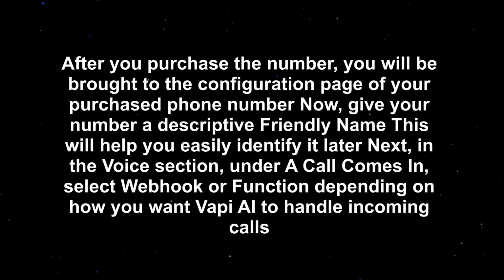After you purchase the number, you will be brought to the configuration page of your purchased phone number. Now, give your number a descriptive, friendly name. This will help you easily identify it later. Next, in the voice section, under A Call Comes In, select webhook or function depending on how you want Vapi AI to handle incoming calls.